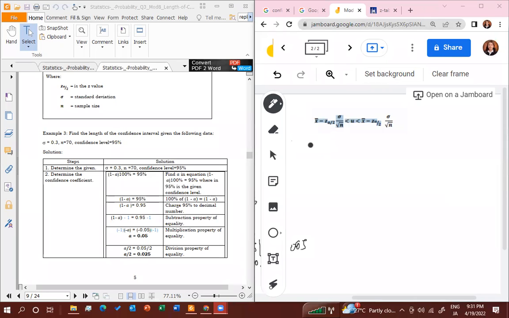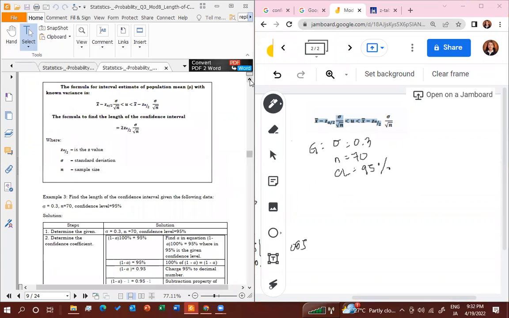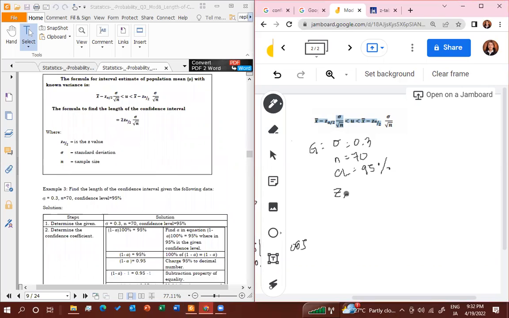Okay. So we're being given the following. The given is the population standard deviation 0.3, the sample size, which is 70, and also the confidence level, which is 95%. So that is the given. What we will look for first is the z value. The z value is basically not at A, but at alpha over 2. Why half?